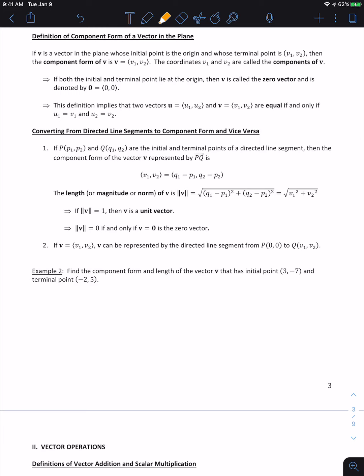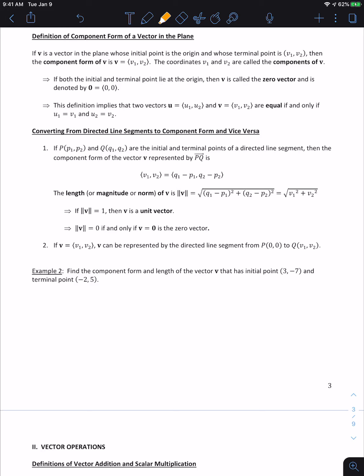Okay, so we've got a lot more definitions here. I know it's a little bit boring, but hang with me. The definition of component form of a vector in the plane: V is a vector in the plane whose initial point is the origin, because again, we're going to associate vectors with initial points being at the origin, and whose terminal point is (v sub 1, v sub 2). Then the component form of V is V equals, in square brackets, v sub 1, v sub 2.